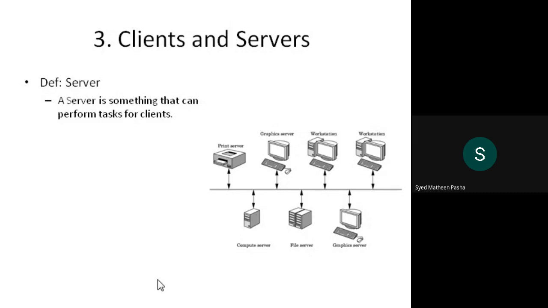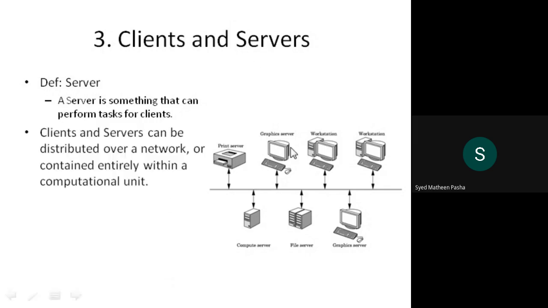As I told, an example is Wi-Fi. If I take Wi-Fi as a server, who are the clients for the Wi-Fi? The users, right? Who use the internet from the Wi-Fi? So this is the best example for client and server.